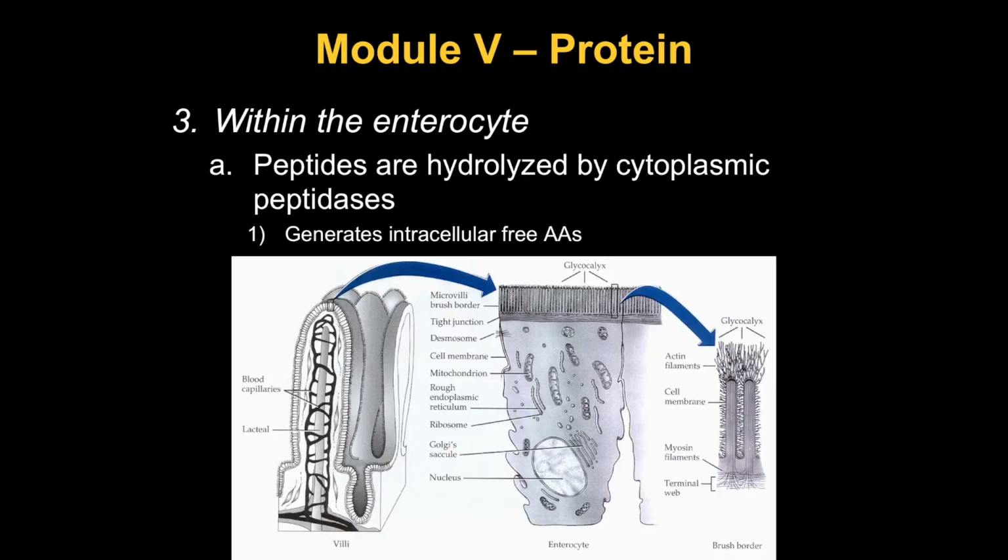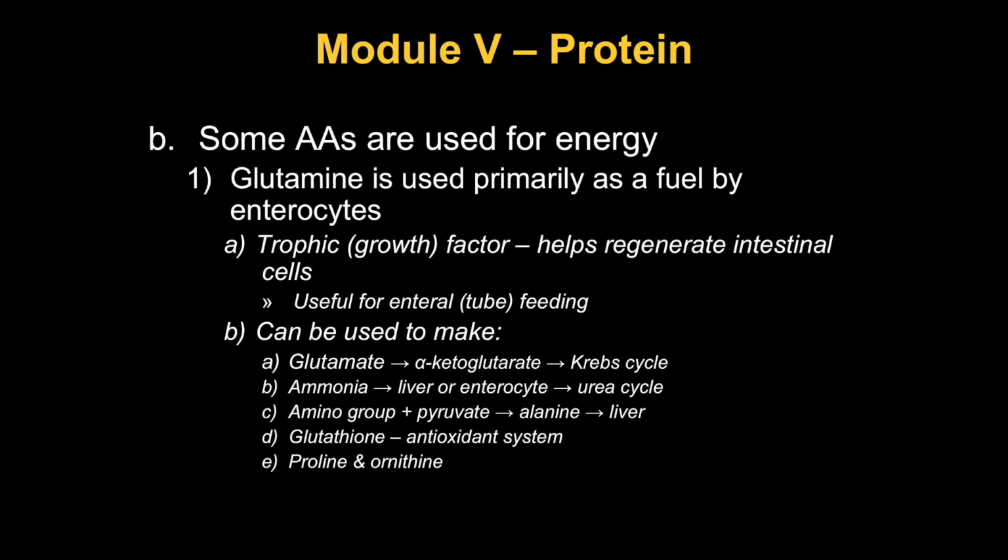Some of those amino acids are going to be used directly by the enterocytes for energy. Glutamine in particular is primarily used and preferentially used by enterocytes for its needs. In fact, it's considered a trophic factor with intestinal cells, and it's been shown quite useful in the literature for a clinical setting where you have somebody who's on an enteral or tube feed in maintaining the health of the gastrointestinal tract cells. So it can be quite useful in a clinical setting.